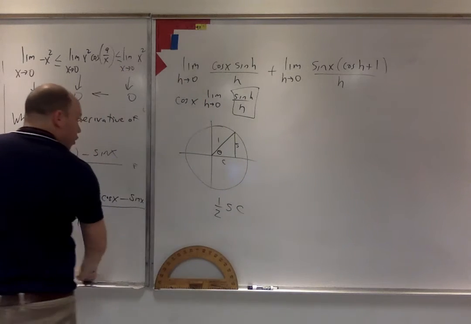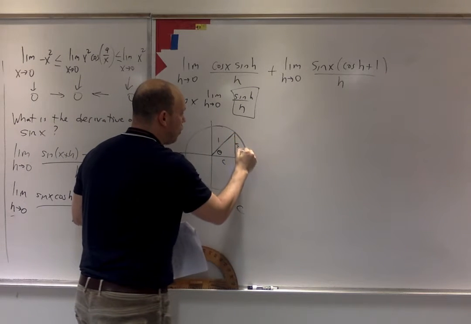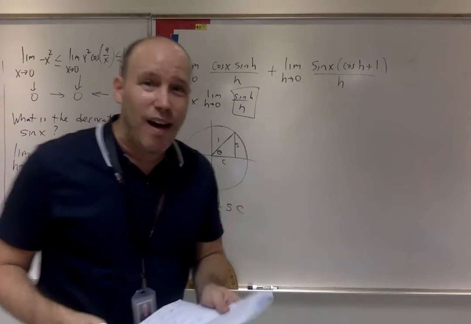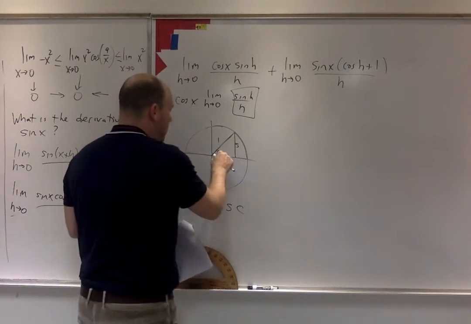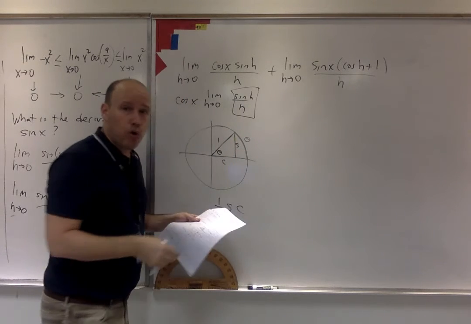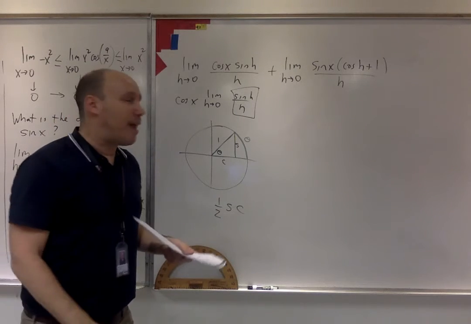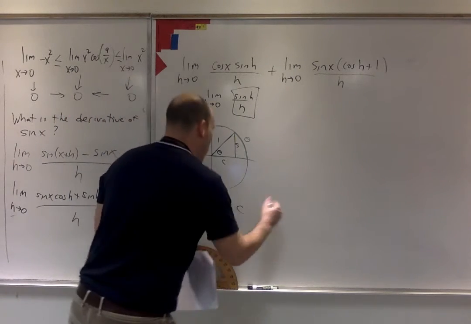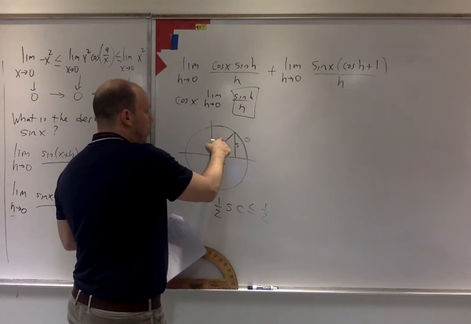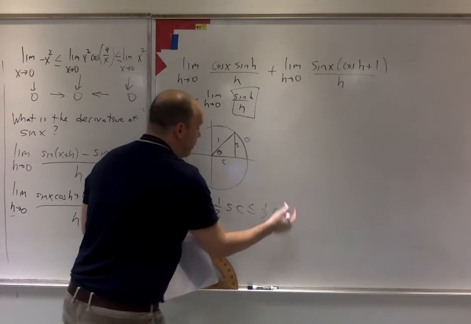Now, the next thing is I need to squeeze. So what's a little larger than that triangle? Well, it turns out this sector is actually a little bit larger than that triangle. So what's the area of that sector? Here's the cool thing. If this is theta, and we know the circle has radius 1, that means that this arc length is also theta, because we're in radians. That's a great thing about radians. And we learned that the area of a sector is 1/2 the radius times the arc length. So it's 1/2 times 1 times theta.